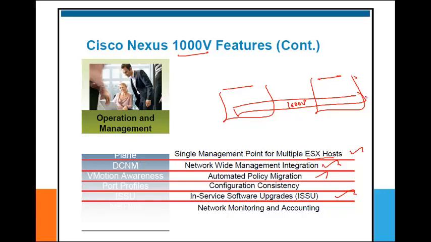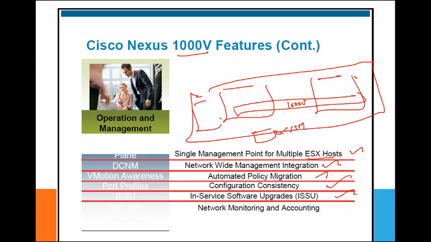Configuration consistency is there because we configure only on one VSM. The consistency is there for the entire cluster. However many hardware hosts I may have, the consistency is there. There is no variation. Network monitoring and accounting is also easy. We have special tools to do this monitoring and accounting. Not only that, we can also monitor and account through this VSM.